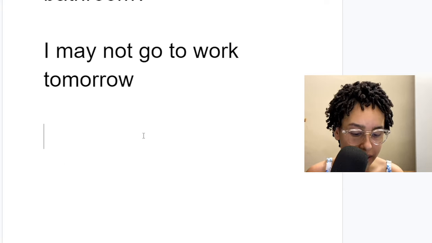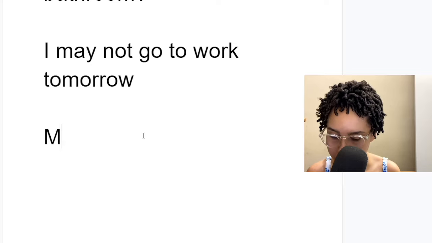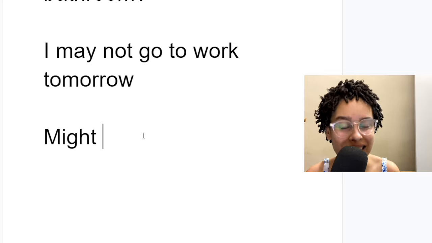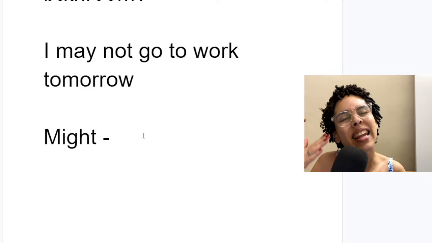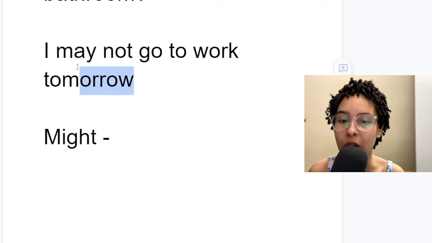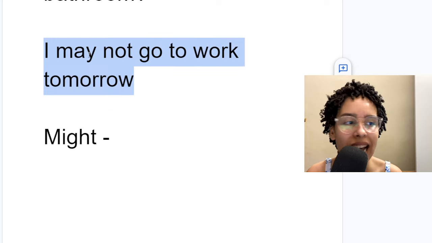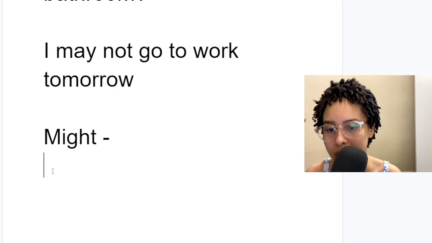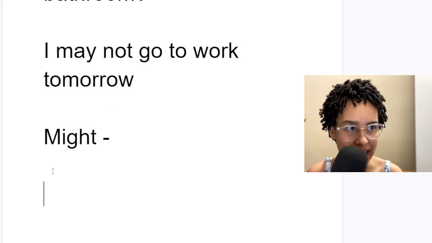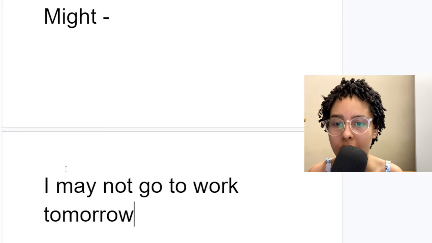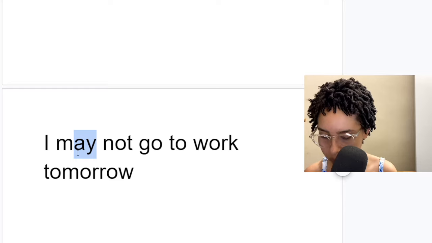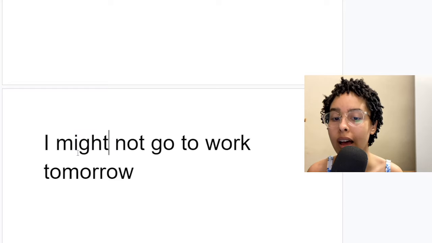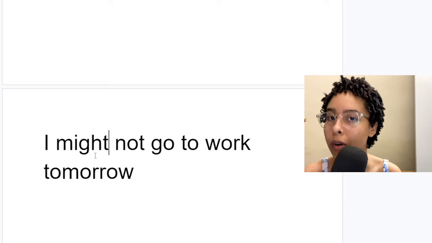So the fourth one is might. Might implies a possibility as well, but it's less certain than may. For example, I will use this exact same sentence right here, but instead of using may, I will use might. I might not go to work tomorrow.